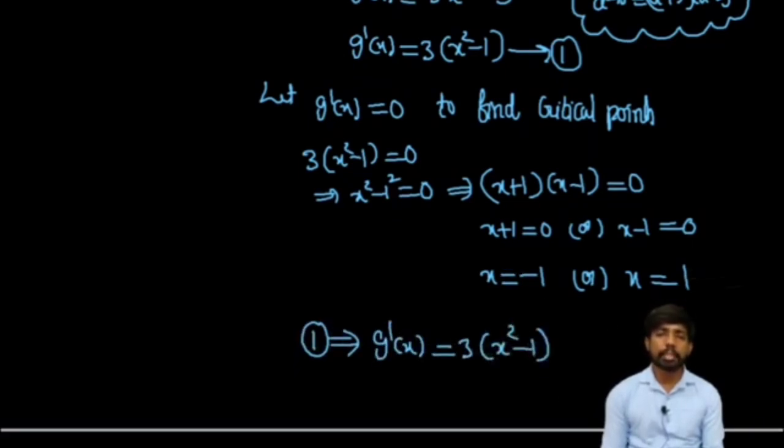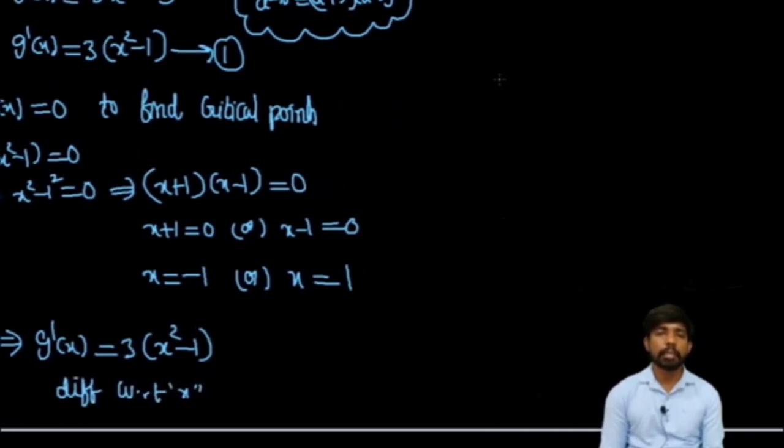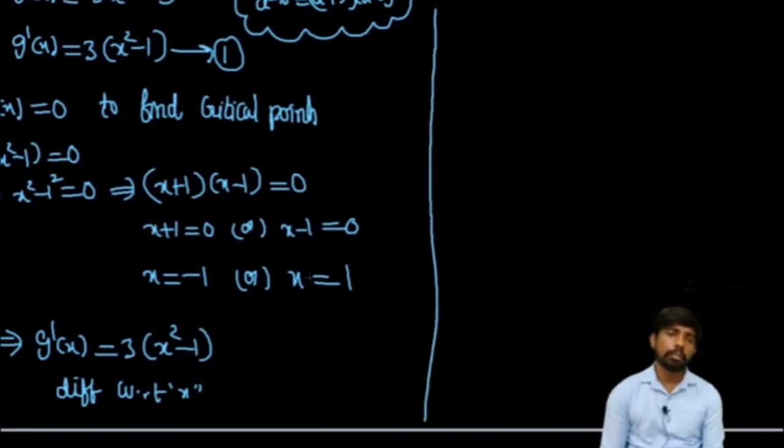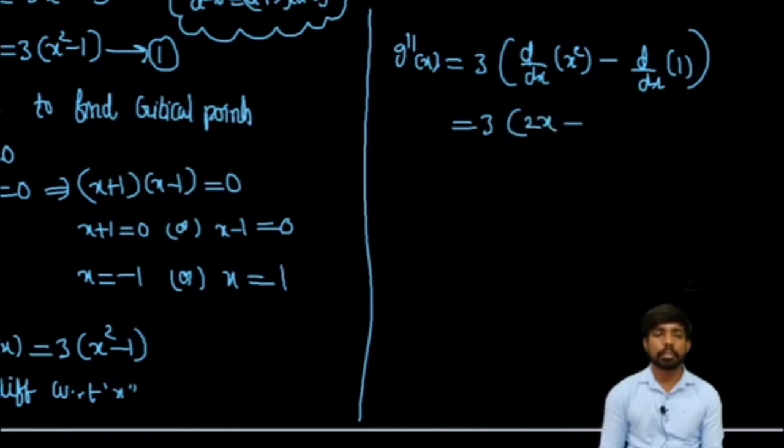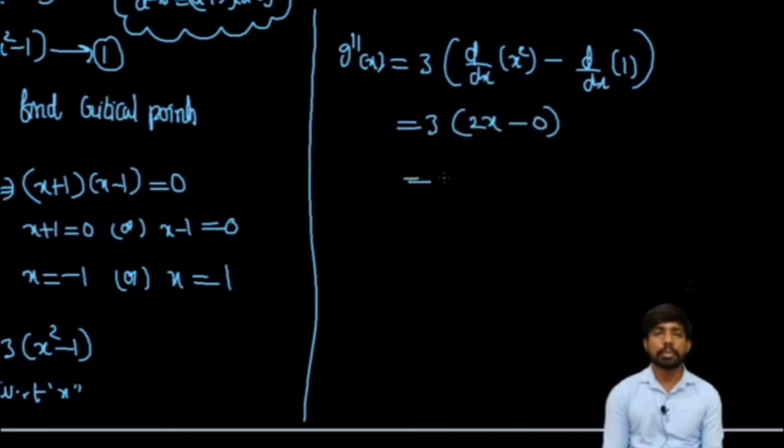Now again differentiate this function with respect to x. So it will become double differentiation. Here we have the function g double dash of x is equal to 3 into differentiation of x square minus differentiation of constant. So 3 into differentiation of x square is 2x, and minus 1 differentiation is 0. So 3 twos are 6 into x. So this is double differentiation.